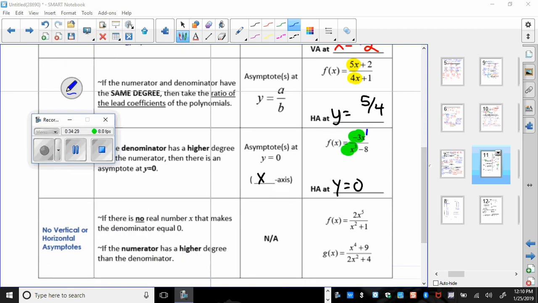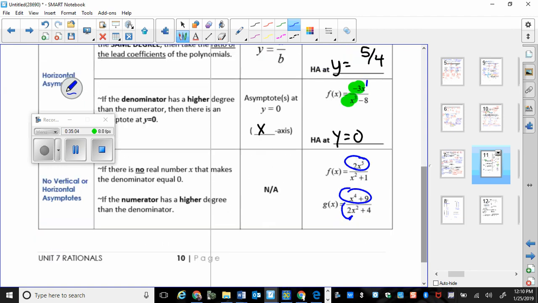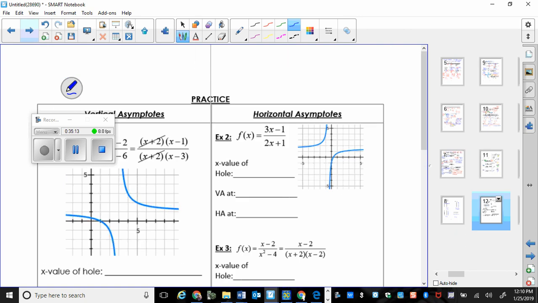Now, what about when there's a higher degree in the top? There's a higher degree in the numerator. If there is no real number x that makes the denominator equal 0, okay, only, and if the numerator has a higher degree than the denominator. So here the degree is higher than the bottom, and here the degree is higher than x squared. So here the horizontal asymptote doesn't exist. It does not exist. Okay? So algebraically, we should be able to figure these things out.